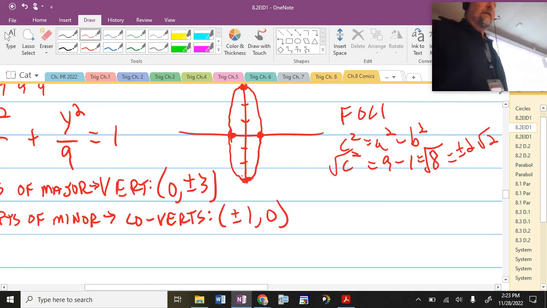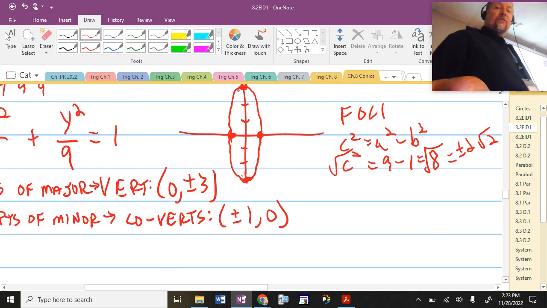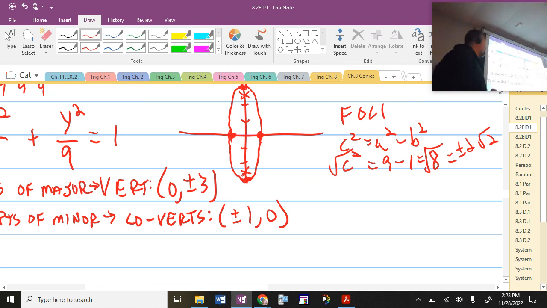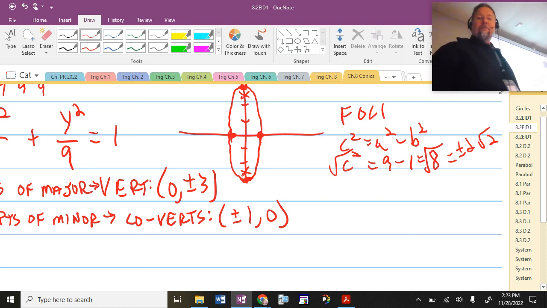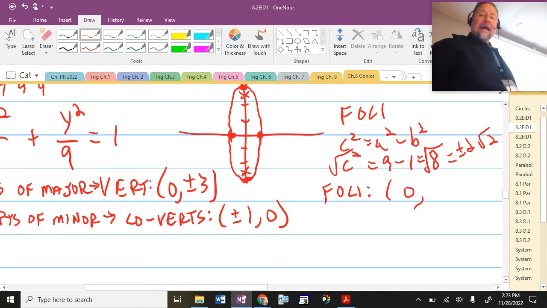Now, the square root of 8 is close to the square root of 9, which is 3. So it's really tight right here. These are really close to each other. And that's the point of those having to be on the major axis. That's the second drawing that I did. So the foci are, we'll write the whole thing: 0, comma, plus or minus 2 root 2.